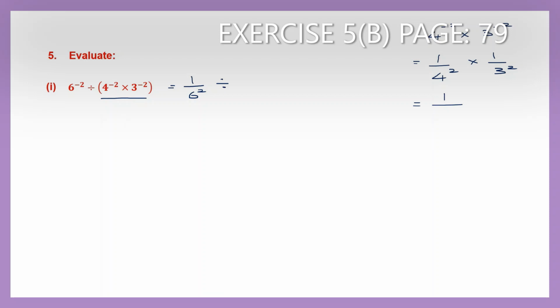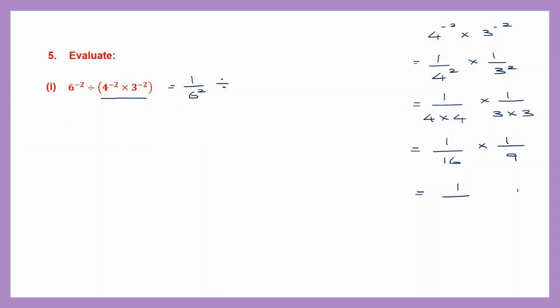So 1 by 4 to the power of 2 means 4 into 4, and 1 by 3 to the power of 2 is 3 into 3. So this will be 1 by 4 4s are 16 into 1 by 3 3s are 9. So now we have to multiply the numerators, 1, and multiply the denominators, 16 into 9. So let's multiply 16 into 9. 9 6s are 54, carry 5. 9 1s are 9 plus 5 is 14, 144. So we've got 144 after multiplying what's within brackets.